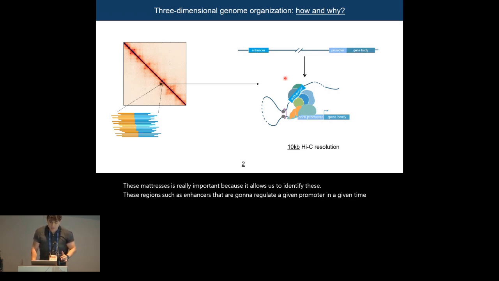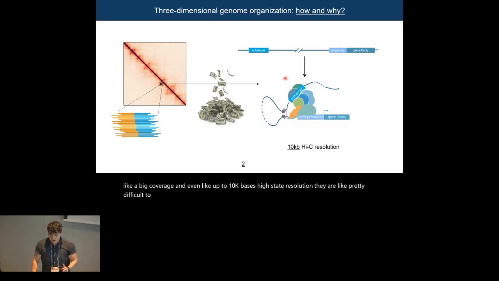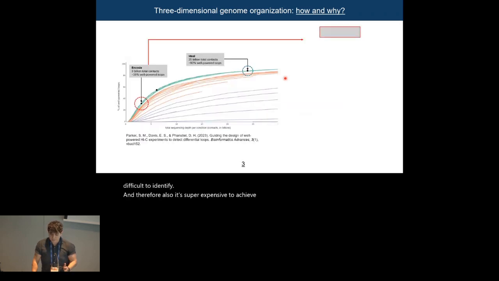However, it is really difficult to identify these interactions in Hi-C data because they require a big coverage, and even at up to 10 kilobases Hi-C resolution, they are pretty difficult to identify. And therefore, it's also super expensive to achieve high resolution.